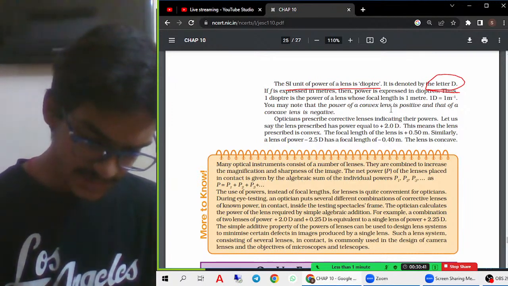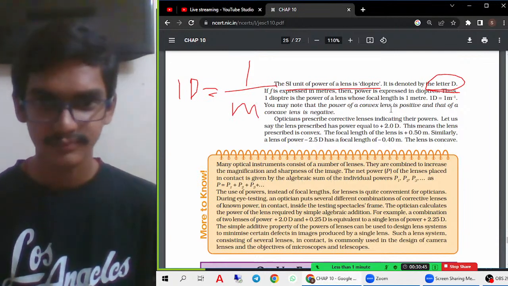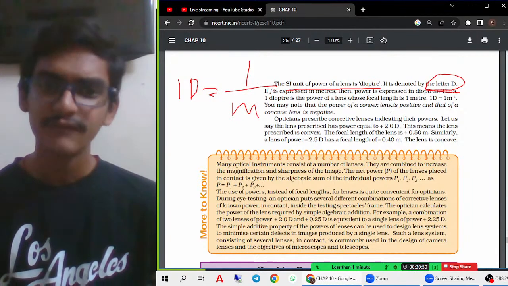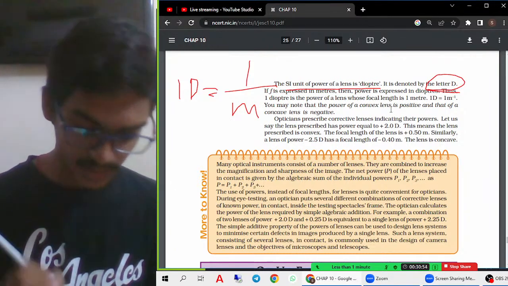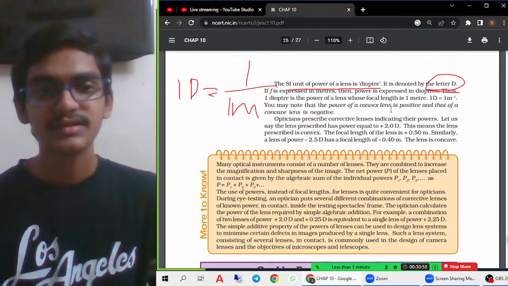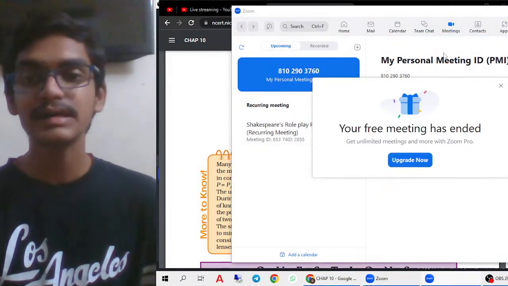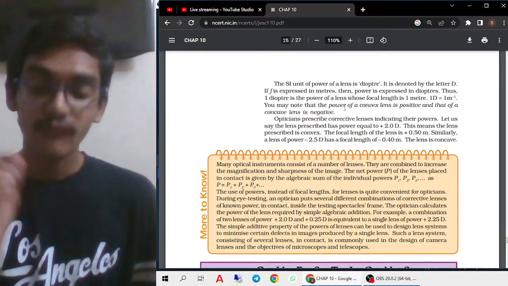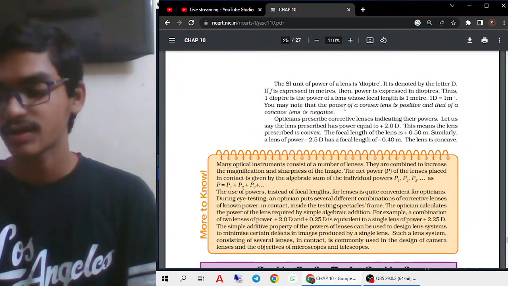That means 1 D is equal to 1 by 1 meter, whose focal length is 1 meter, because we are seeing 1 diopter only. So 1 by 1 meter. Therefore, 1 diopter is the power of a lens whose focal length is 1 meter, because focal length is in the SI unit. Here we are mainly going to take the focal length in meters. Depending on that, you have to solve different kinds of questions.